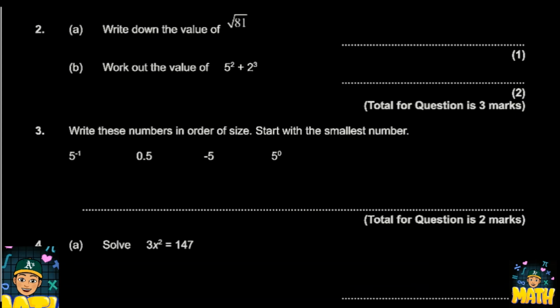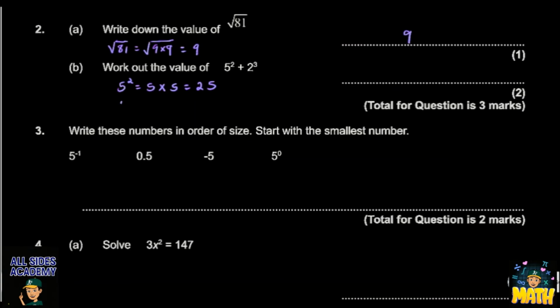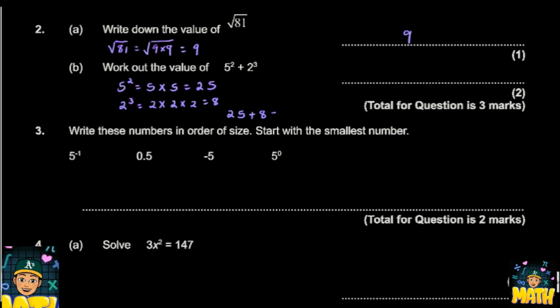Now write down the value of the square root of 81. The square root of 81 can be written as the square root of 9 times 9. Now the square root of 9 times 9 is 9. Work out the value of that. 5 squared is 5 times 5, which is 25. 2 cubed is 2 times 2 times 2, which is 8. So we are adding the two numbers, 25 plus 8, which gives us 33.